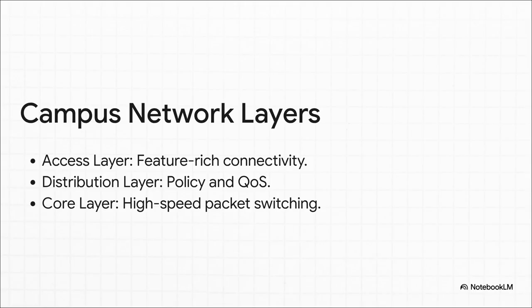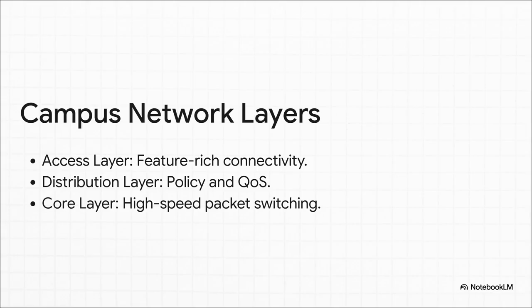Moving right along to part 2, access, distribution, and core. Within those building blocks we just talked about, we actually break our enterprise metropolis down into 3 distinct zones. First up is the access layer. Think of this as the edge. It's a feature-rich environment that provides secure connectivity for end users, IP phones, and all those IoT devices.